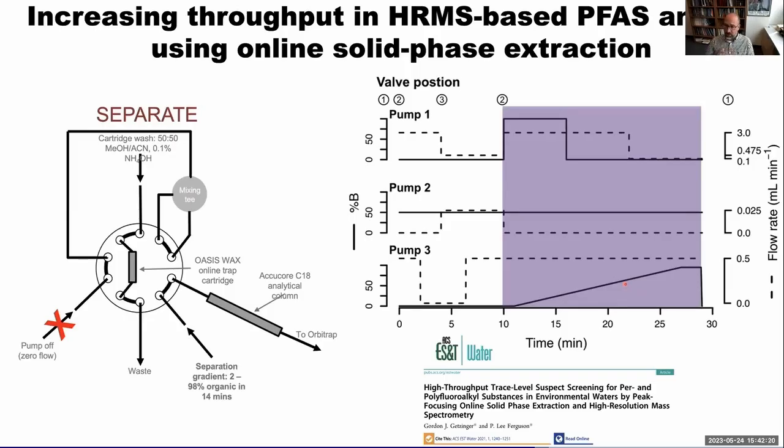With our mass spec and our LC, we're able to do this full non-targeted analysis on a 10 mil unprepared sample in less than 30 minutes. So it performs quite well.